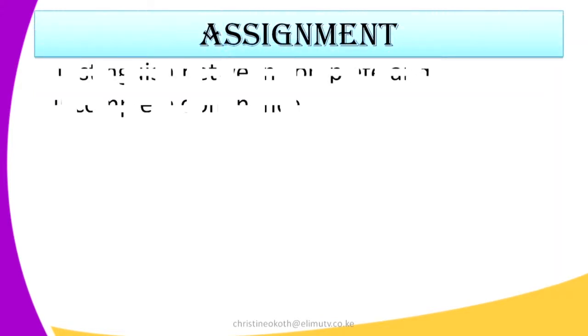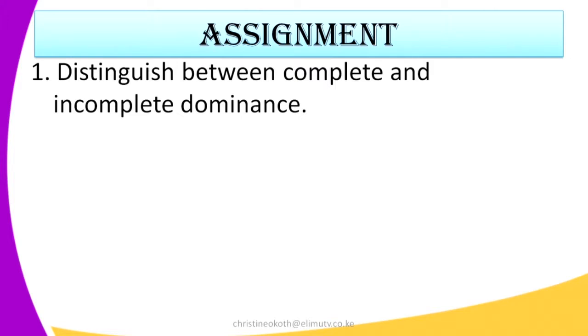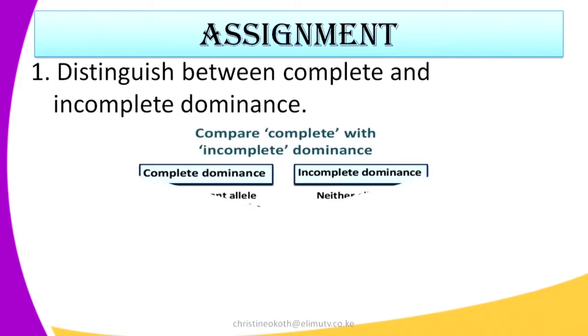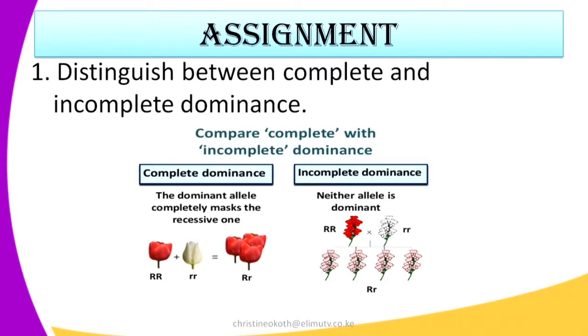So let us start by reviewing the assignment. Question 1 was distinguish between complete and incomplete dominance. We discussed this in our previous lesson. So the difference is in complete dominance, the dominant allele will completely mask the recessive one. So it means it is the one which is very powerful.